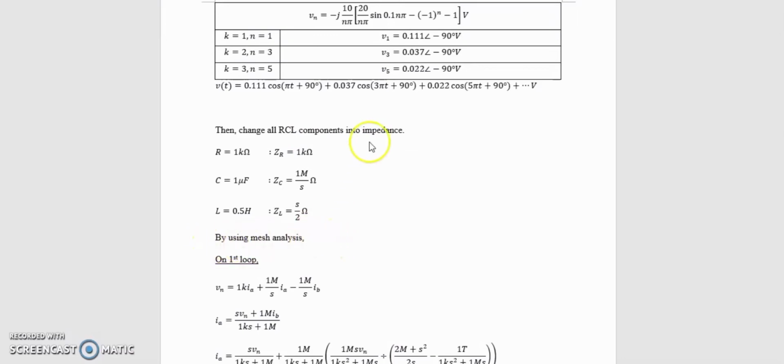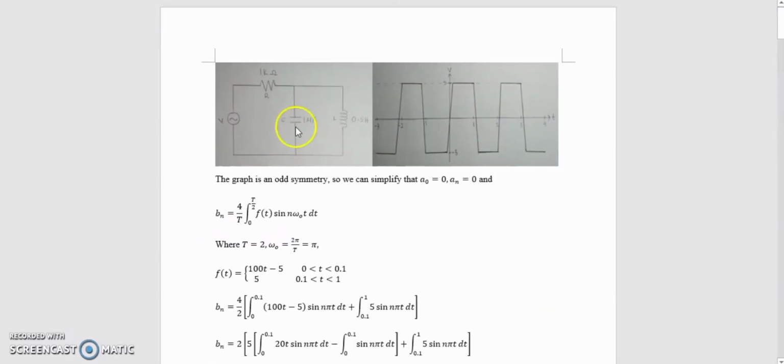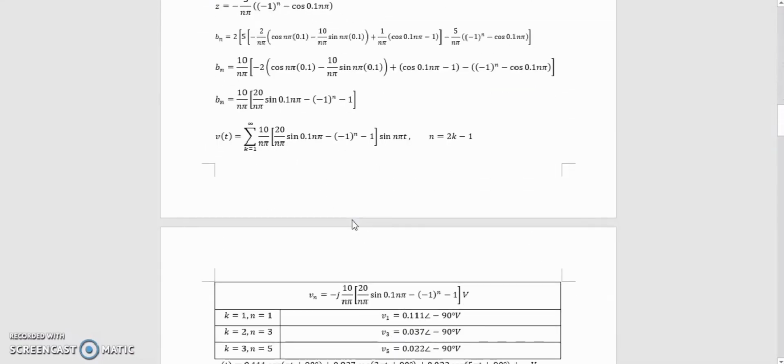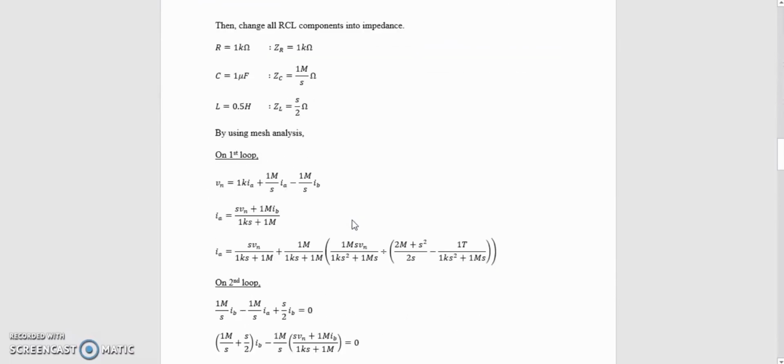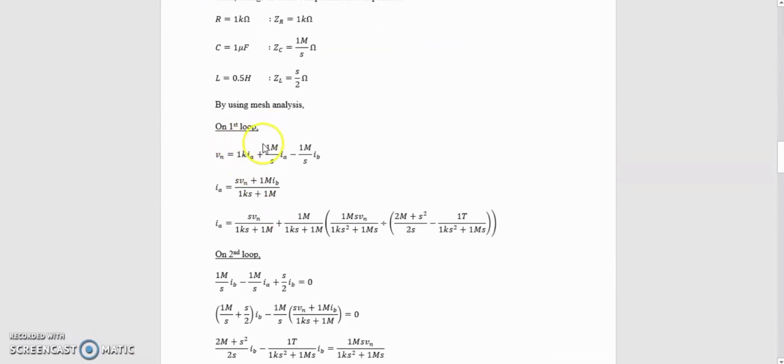By using mesh analysis on the circuit below, we can find the current and voltage at each component. So, on the first loop, we get this equation and we simplify that Ia is equal to sVn plus 1 mega Ib over 1 kilo s plus 1 mega.